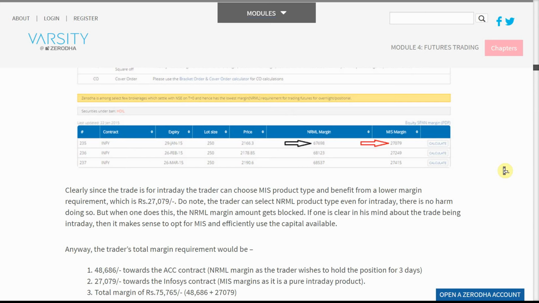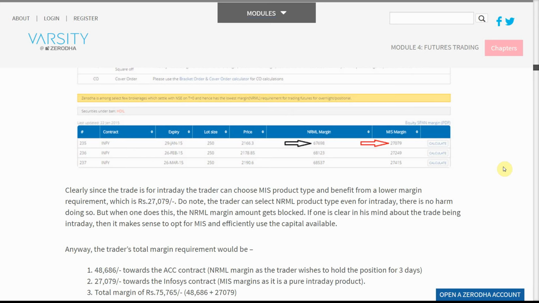Do note, the trader can select NRML product type even for intraday. There is no harm doing so. But when one does this, the NRML margin amount gets blocked. If one is clear in his mind about the trade being intraday, then it makes sense to opt for MIS and efficiently use the capital available.